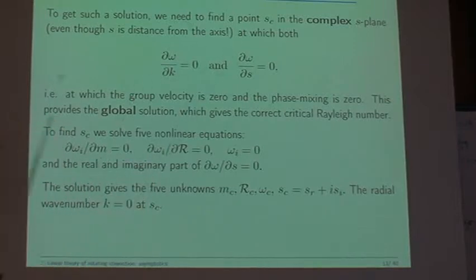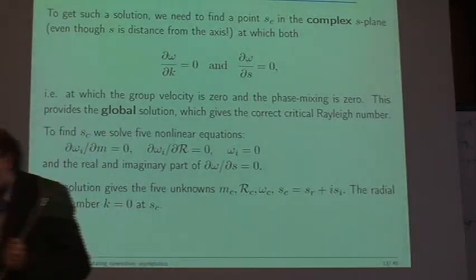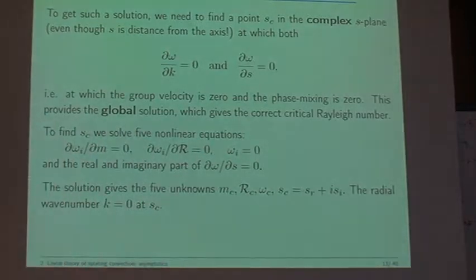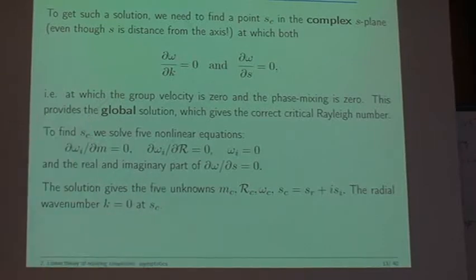So basically what you need to do is to find a point SC in the complex S-plane. And at that point you have to have the group velocities going to 0, and you also have to have the phase mixing going to 0. So mathematically it looks rather pretty.